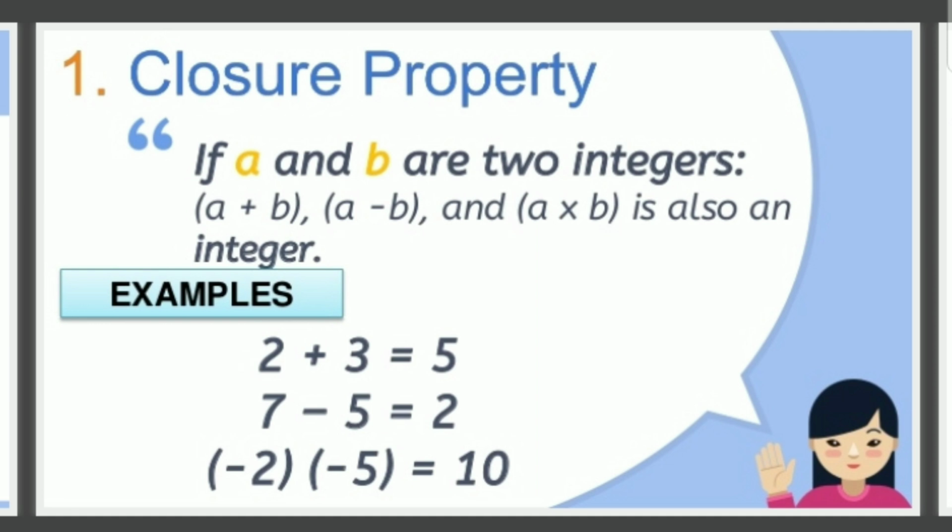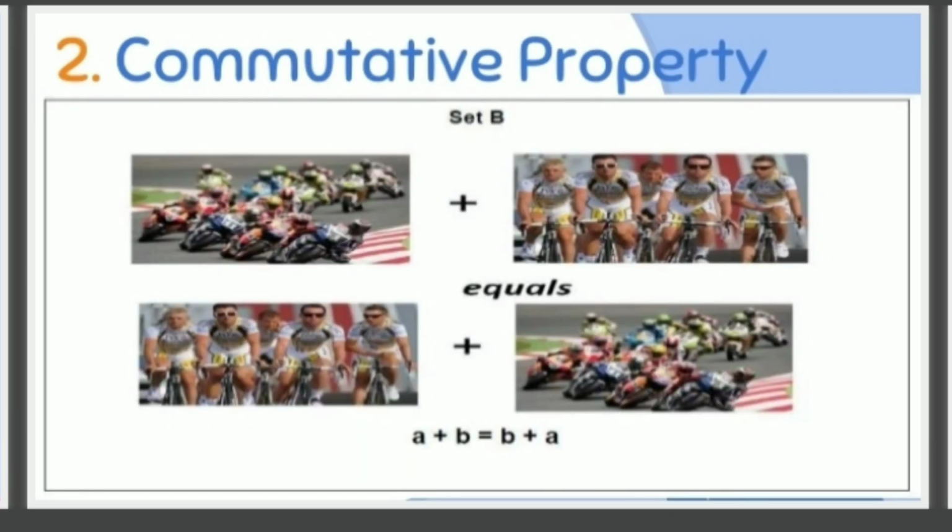The first answer, 5, is an integer. 2 is also an integer. 10 is also an integer. That is the closure property. If a and b are 2 integers, then addition, subtraction and multiplication results are also integers. This is the satisfying condition in closure property. I hope you understood the closure property. Next comes the next property.